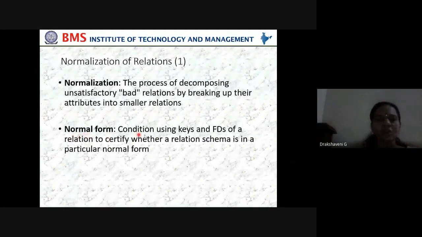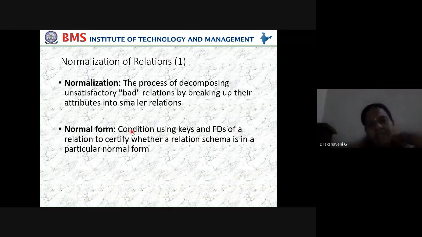Next, we have a normal form. So what is a normal form? Conditions using keys and functional dependencies of a relation to certify whether a relation schema is in a particular normal form. What is a normal form? We say conditions using keys. What are keys? We have a primary key, a foreign key, a candidate key, and so many keys. So, conditions using keys and functional dependency.